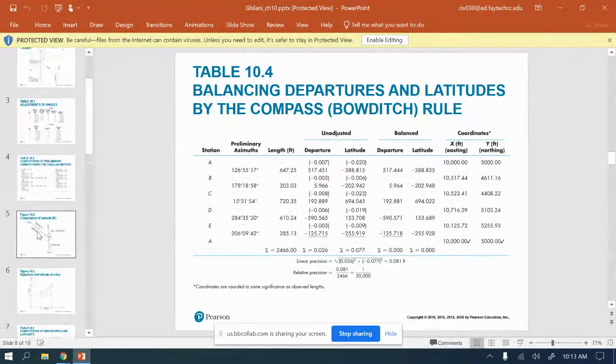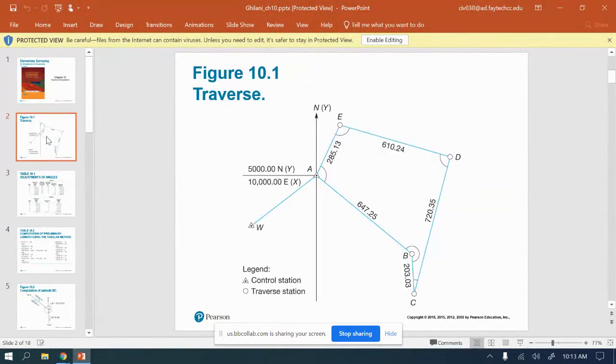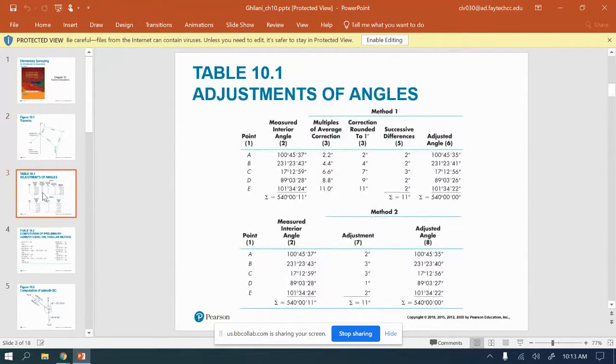So this is where we're going to start. I'm going to draw that for you. I'm going to give you your angles first.